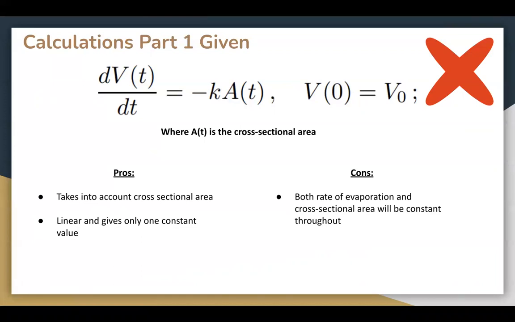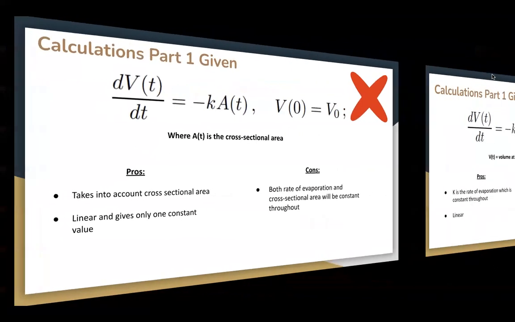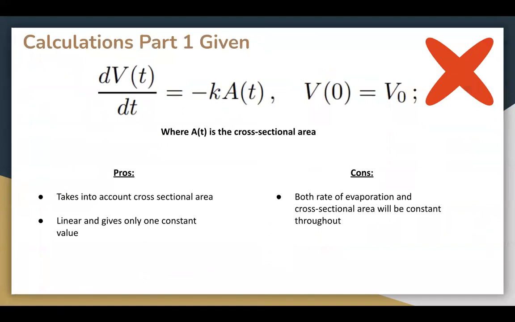The only con in this equation is the idea that both rate of evaporation and the cross-sectional area will be constant, given only one initial value. This is considered the worst equation. This equation is considered to be the worst based off the idea that volume is not used and cross-sectional area is constant. Based on the calculations, the cross-sectional area will be constant throughout, meaning you will not be able to calculate the rate of evaporation of the liquid or alcohol. This would be considered the worst out of the three, given that the key idea is to determine the rate of evaporation of the alcohol.